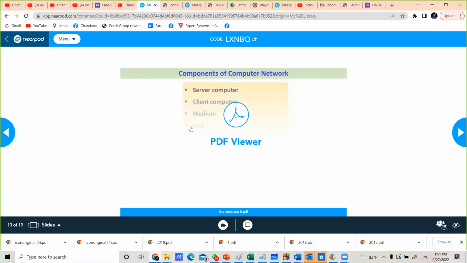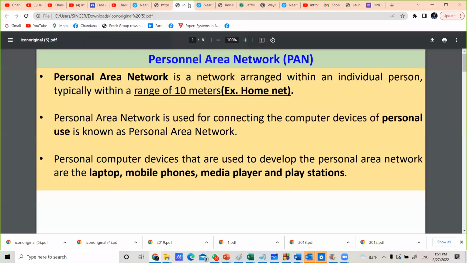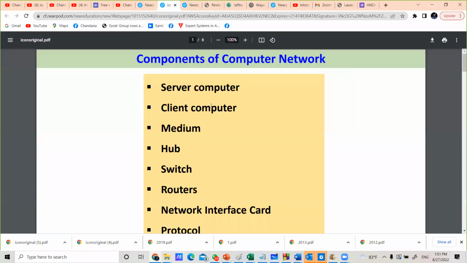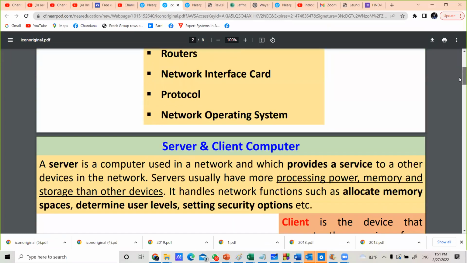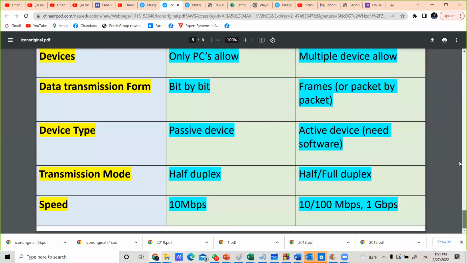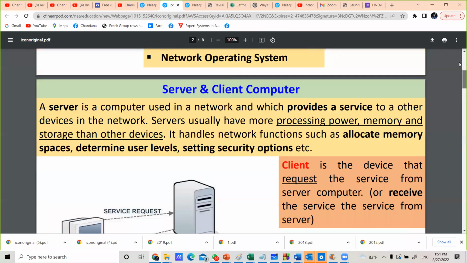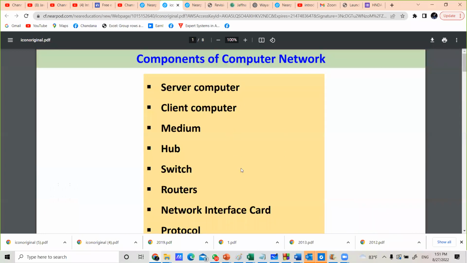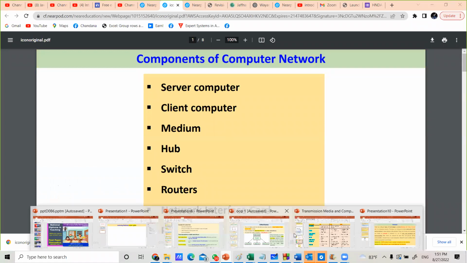Regarding this session, you can download the note by clicking the transmission file. The link appears below. Click on the link here. You have 8 slides on the components of computer network. Download this note onto your computer and keep it in your own folder. Now we'll discuss the components here.